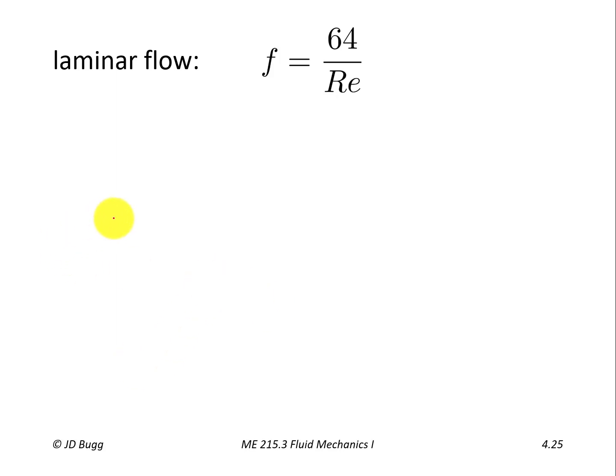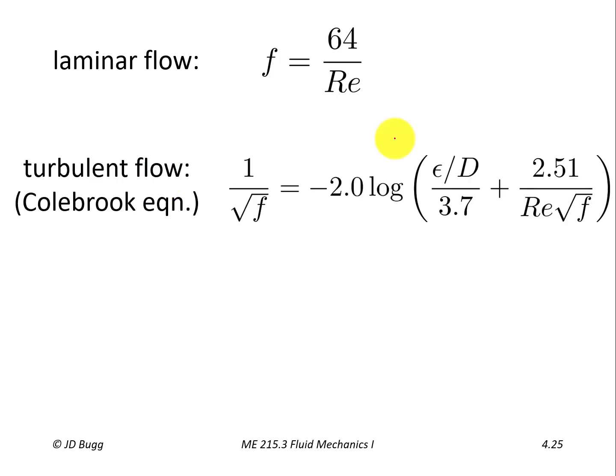Now notice, Reynolds number is a dimensionless number, and friction factor is also a dimensionless number. So there are no units attached to either of those quantities. For turbulent flow, we have a couple of options for calculating the friction factor.